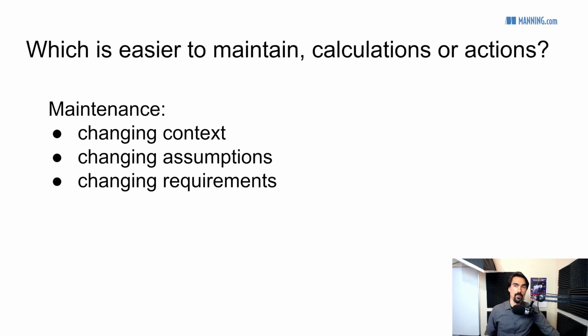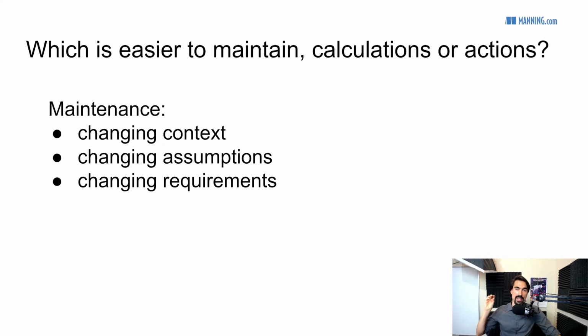All right, now which is easier to maintain? This one's a little harder because maintenance is more complex. But usually when we're talking about maintenance, we're talking about changing context, changing assumptions, changing requirements. Maybe we learn something new about how the domain is supposed to work. So when we're dealing with actions that have these implicit outputs and implicit inputs, those assumptions are baked into it about where the data is going to go, where it has to be used.